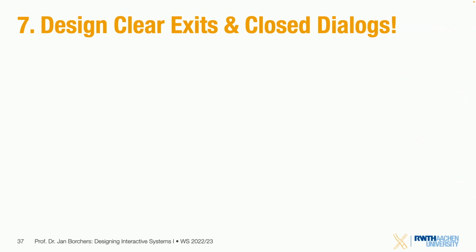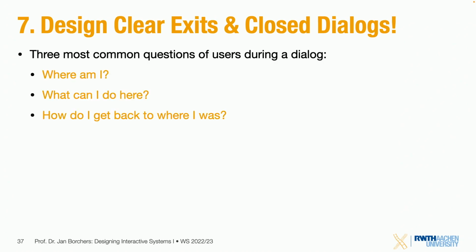This rule is a little confusing, maybe. Design clear exits and close dialogues. What it means is that when people are using a dialogue-based system, they often ask themselves three kinds of questions. The first question is, where am I? Have you ever been on a complex website, maybe shopping or looking something up, and you're like, wait a minute, where am I on this site right now? What is it doing right now? Right? That's a very frequent situation.